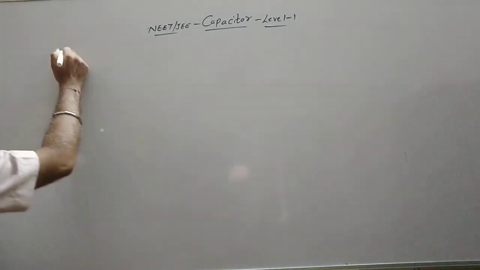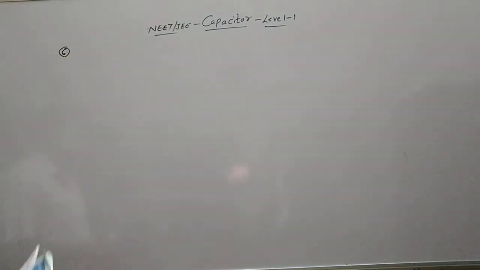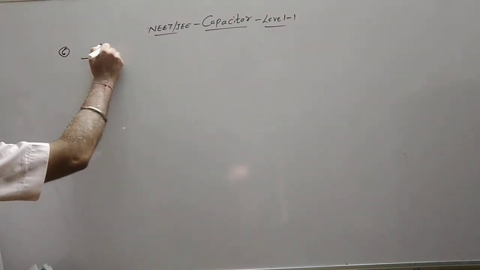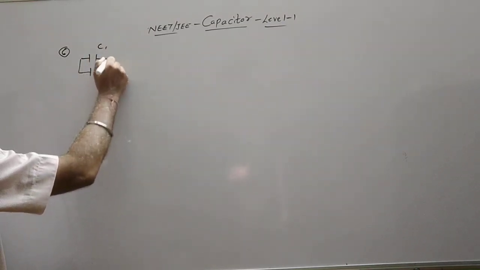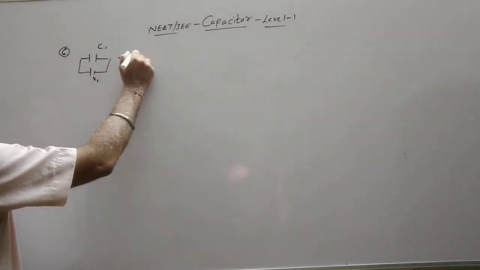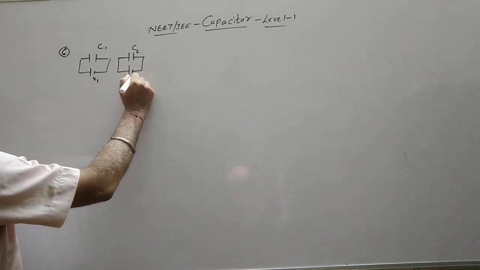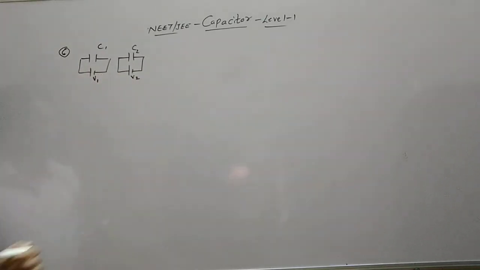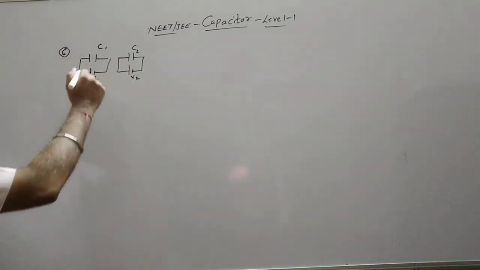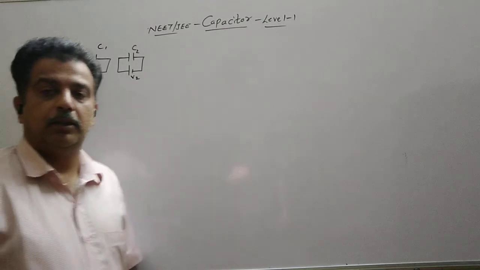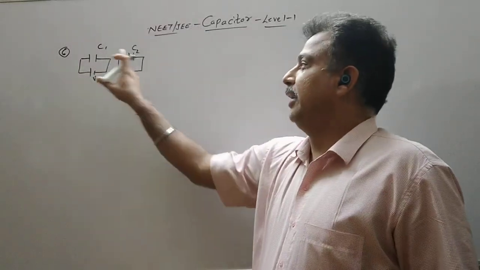So we have two capacitors which are individually charged with a battery. One is 2 volt and another is 10 volt. Say this is capacitor C1 connected with a battery V1, and another capacitor C2 connected with a battery V2. So individually we can find out the charge. There are many methods to solve this MCQ. Individually you can find out the charge on C1 and C2.